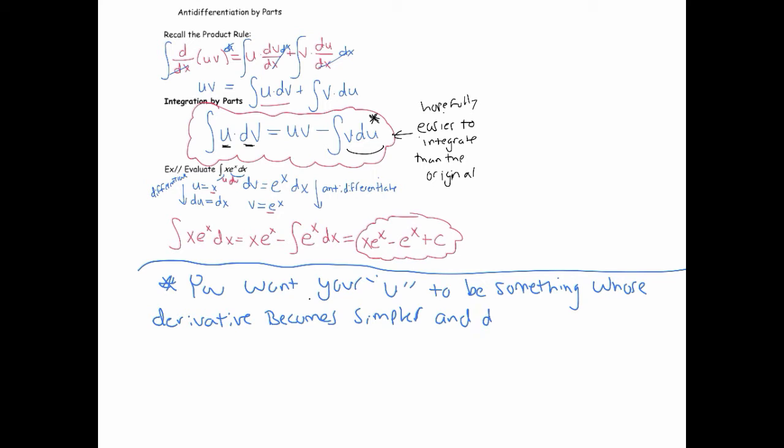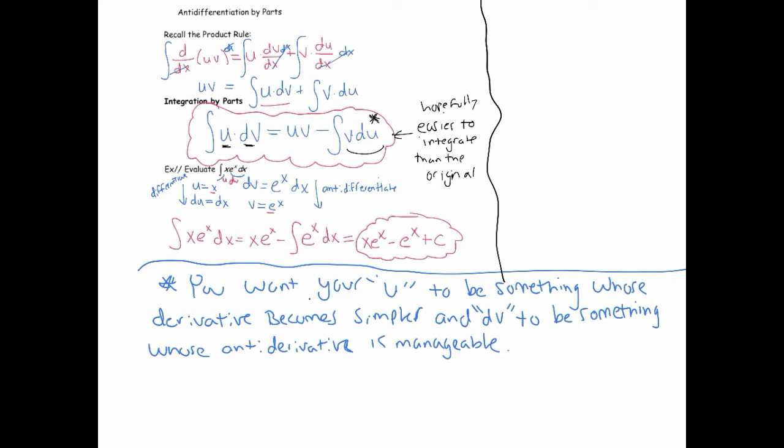And dv to be something whose antiderivative is manageable, meaning easy, somewhat easy to find, or not too much of a headache to find. You don't want to make your second integral as hard as the first one, because then you didn't make any progress. And there's a little hierarchy that you can refer to, at least in the beginning, that might help you. So what to let be u, I'll put that up here.